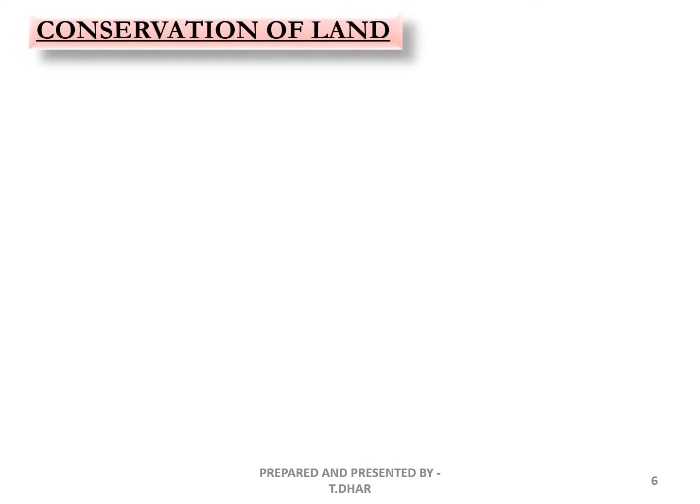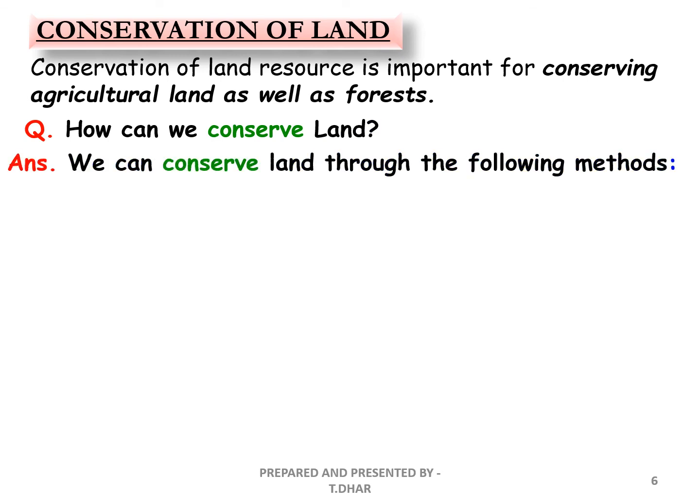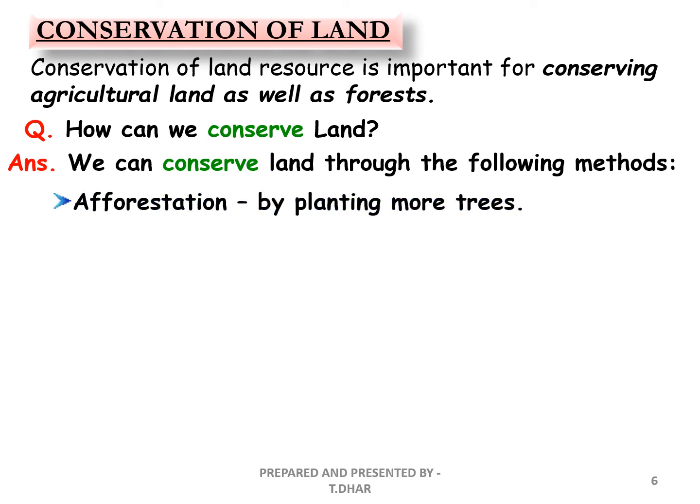Now the next topic is conservation of land. As we have learned earlier, we have got only 29% of land for our use. So we need to use it properly, and we have to conserve or preserve that land so that future generations can use that land. So how can we conserve that land? Let us have a look at it. We can conserve land through the following methods. First is afforestation. Afforestation means planting more trees.